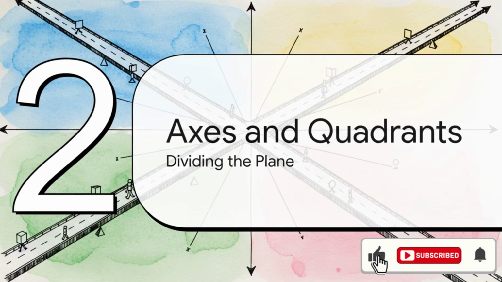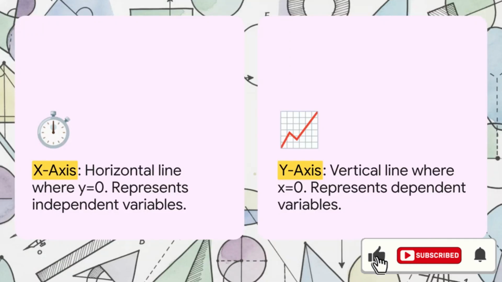Moving right along to section 2, axes and quadrants explained. Okay, so we know how to walk the grid, but we really need to understand the major highways that divide it. Those perpendicular number lines we just talked about, they have specific names. The horizontal line is the x-axis. Every point sitting directly on this line has a y value of exactly 0.